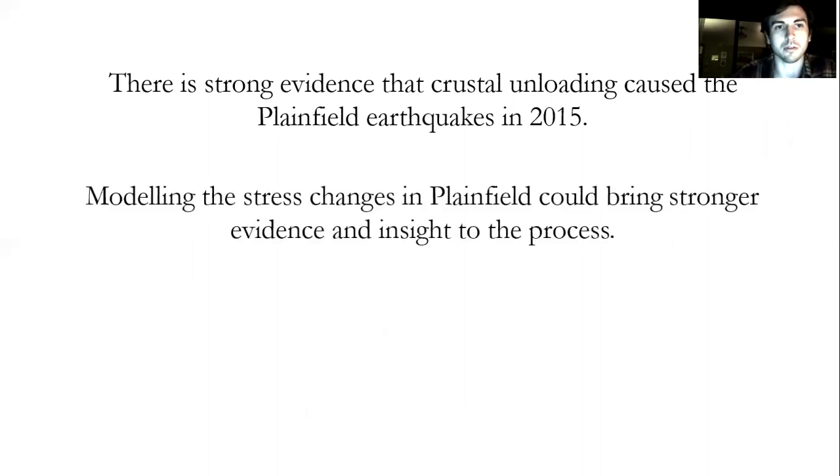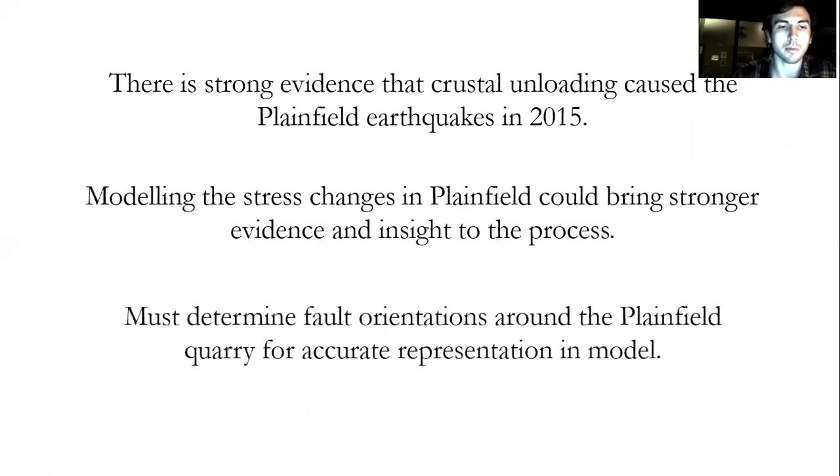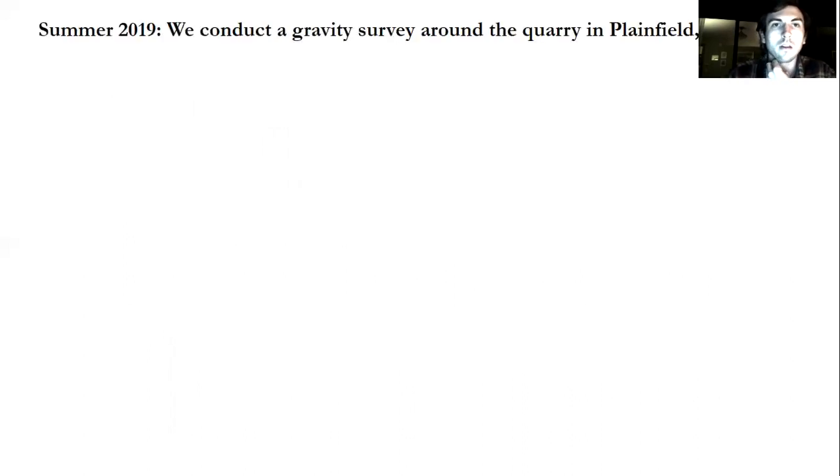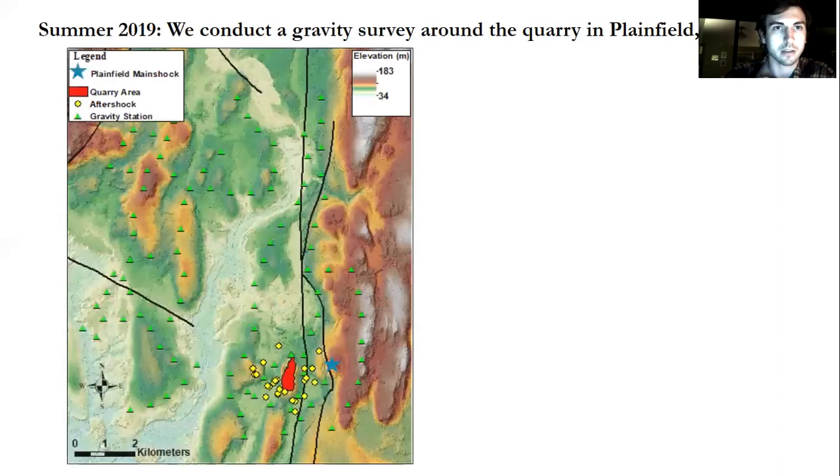So the next thing we want to do is model the stress changes in Plainfield to see if we can bring stronger evidence and insight to the process. But first, to do that, you need to determine the subsurface structure in the area, for example, with fault orientations. And so we do that by first conducting a gravity survey in the summer of 2019, so this is last year. We did a gravity survey shown by this figure here.